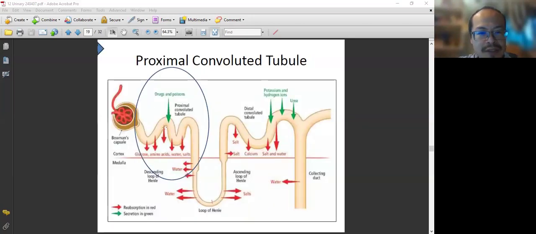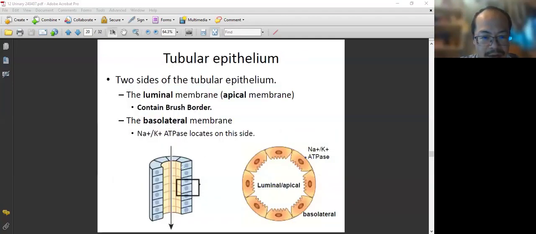In order to know what's going on here, let's look at this tube. This tube basically is a single layer of epithelial cells. Epithelial is skin, so skin coming in and in. All digestive tracts are epithelial, and the urinary tracts are also epithelial. So the inner layer is the epithelial. These epithelial cells have two sides. One is internal, the lumen, which we call the luminal side or apical side. The outer portion is the basolateral side.